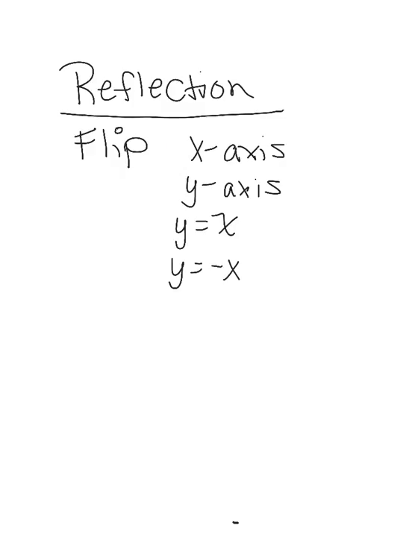Just as a review, reflection means to flip. You're really just going to focus on 4 different types of flipping. You're going to reflect or flip over the x-axis, the y-axis, the y equals x, or the y equals negative x. Remember, the y equals x and the y equals negative x are your diagonal lines that go through the origin, and then your x and y axis are just what we've known them as.